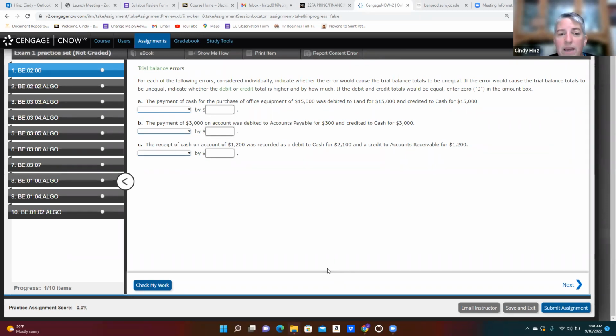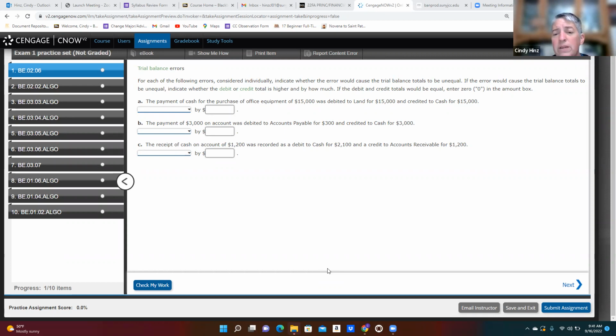So the first one we're looking at is trial balance errors. I need to grab my calculator. For each of the following errors considered individually, so in other words, we don't assume that A is related to B, indicate whether the error would cause the trial balance totals to be unequal.